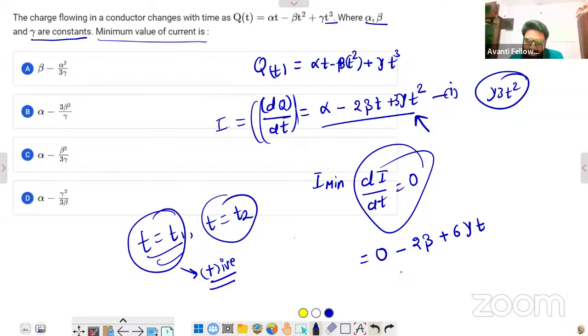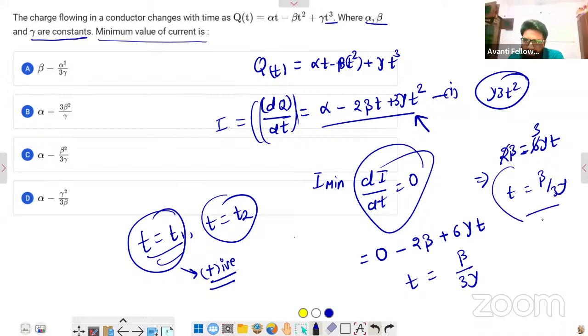So here you can see that time equals beta upon 3 gamma, because you can take 2 beta to the other side. So 2 beta equals 6 gamma into t. Two threes are six. So t equals beta upon 3 gamma. Now put this value into the expression and calculate.